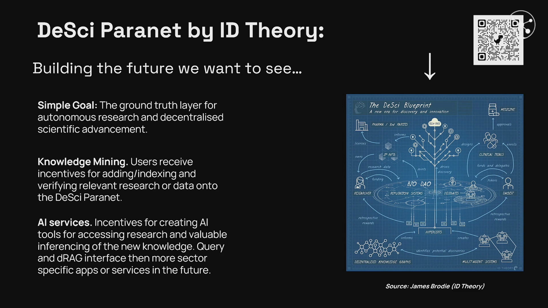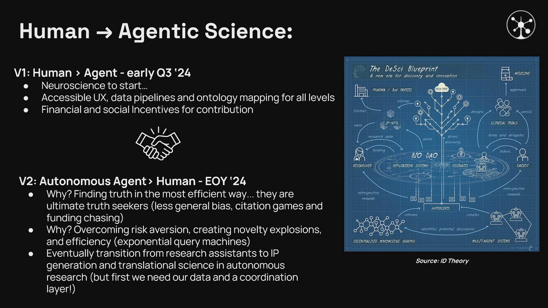At the moment, we're going to be building a query and DRAG interface, which we'll be demoing later, but then more sector-specific apps or services can be done in the future. So you can imagine some kind of gene paranet with decentralized 23andMe apps on top, providing rewards back to the data used, which is a pretty cool feature. I'll walk through some timelines quickly and what we're hoping to achieve in the further future.